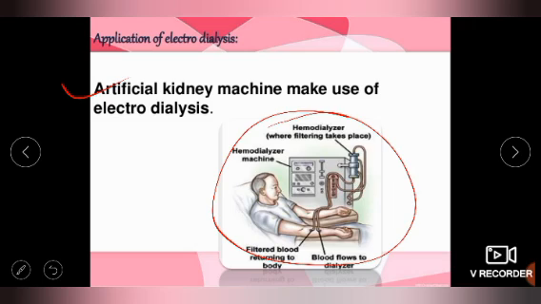So your homework is this: do research, watch videos related to hemodialysis and artificial kidney dialysis, and prepare notes. Better, make a small video of hemodialysis and share it with me.